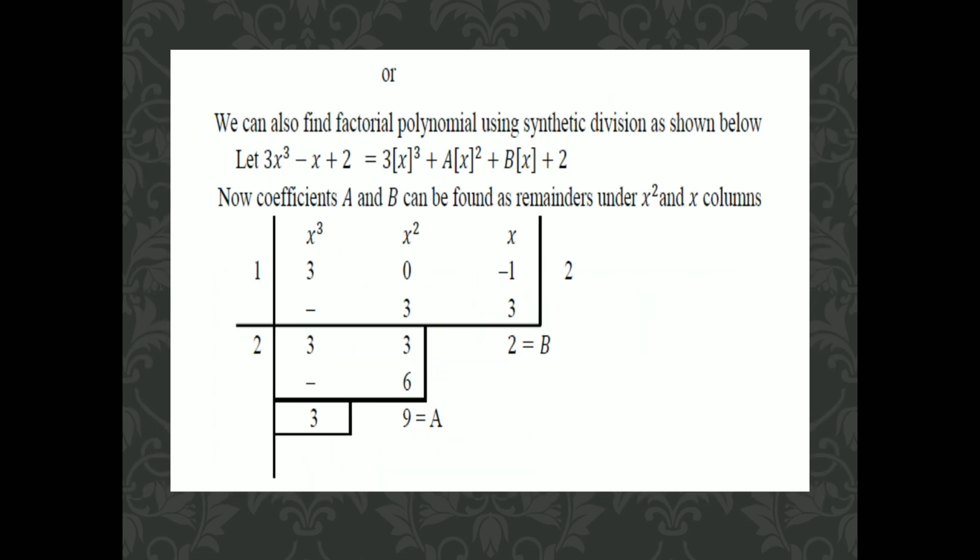Or we can also find the factorial polynomial using synthetic division as shown below. Here the coefficients a and b can be found as remainders under the x square and x columns. This is a simple method to express any polynomial in factorial notation by using synthetic division.